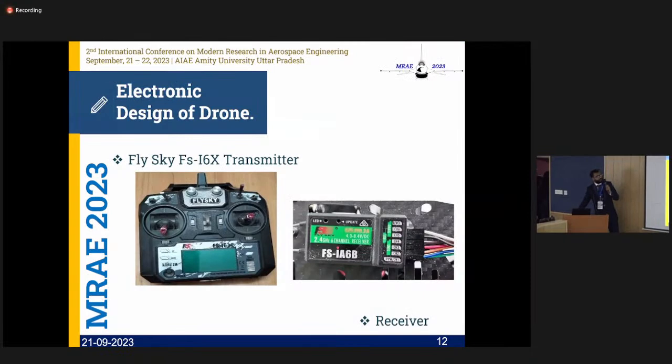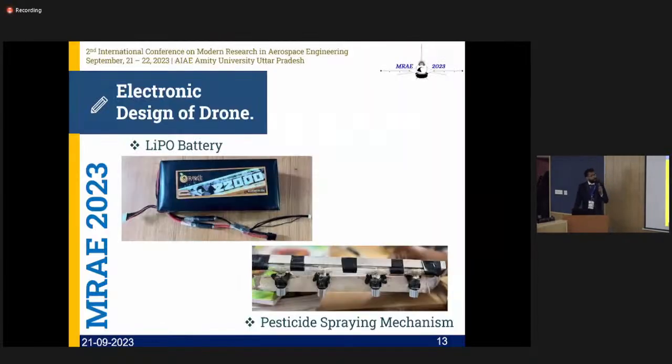Then of course I use a conventional transmitter and receiver. And yes, the LiPo battery which we use is 22,000 mAh. Fine. And we made our own in-house spraying mechanism. Everything is built in our lab. Nothing has been purchased from outside. Why I'm mentioning this is that most of the parts generally we try to purchase from other countries. So we like to have some native feeling that we made it by ourselves, so we try to make it in such a way.